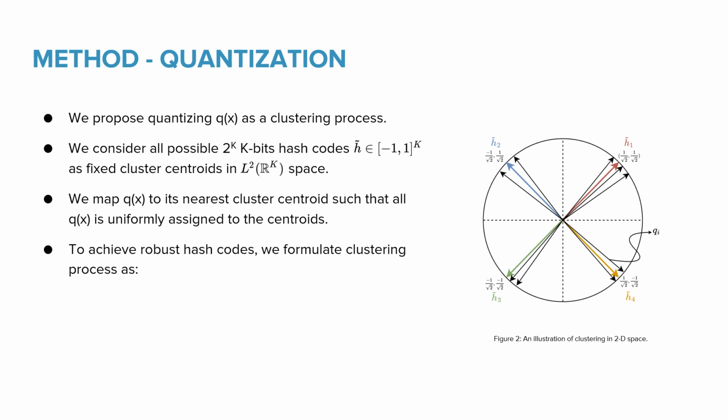So, we treat all possible binary codes of length k as fixed cluster centroids in L2 R^K space, and we want the embeddings to be uniformly assigned across these centroids. Furthermore, we want the embedding corresponding to clean audio and its distorted counterpart to be assigned to the same centroid. Therefore, we formulate the clustering objective as follows.